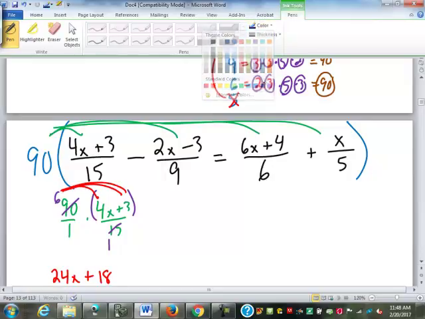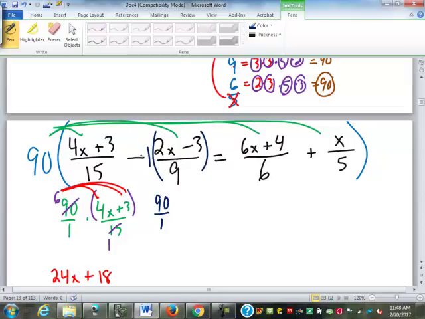This next piece is the tricky piece. This is 90. 90 is going to become 90 over 1, but this is actually a negative 1. The minus in front has to be accounted for. So it's negative 1 times that fraction. So it's going to be times negative 1 times the 2x minus 3 over 9.